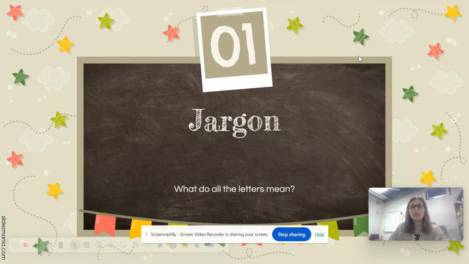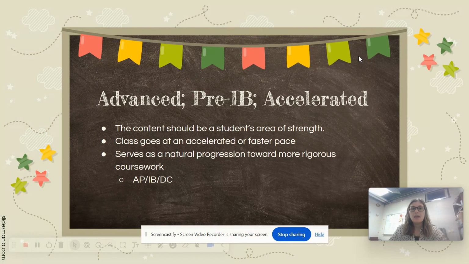Okay, so to begin with, the jargon. What do all the letters mean? Advanced, pre-IB, and accelerated all mean the same thing. So they refer to a class that's going faster or that is going deeper. And it's a natural progression or precursor to AP, IB, or dual credit work.